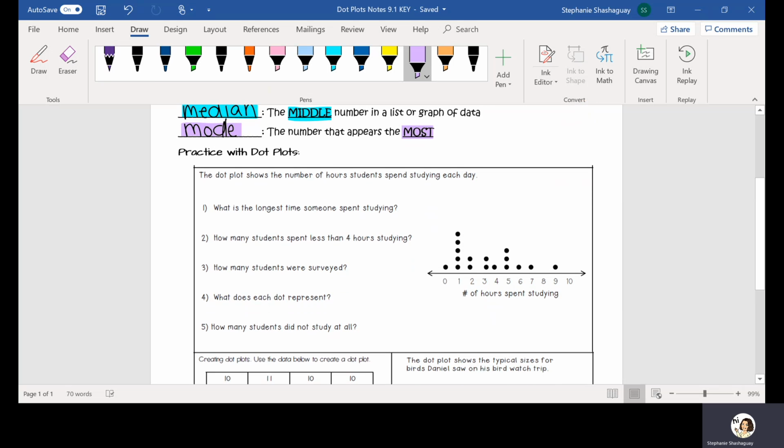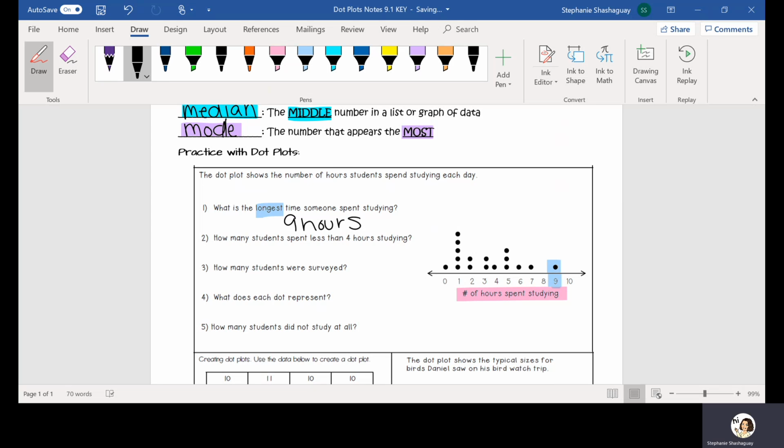So the dot plot below shows the number of hours students spend studying each day. So what is the longest time someone spent studying? Well, the longest time somebody spent studying is right here, so the answer would be 9 hours. Even though 10 is on my number line, because there's not a dot there, that means nobody spent 10 hours studying.